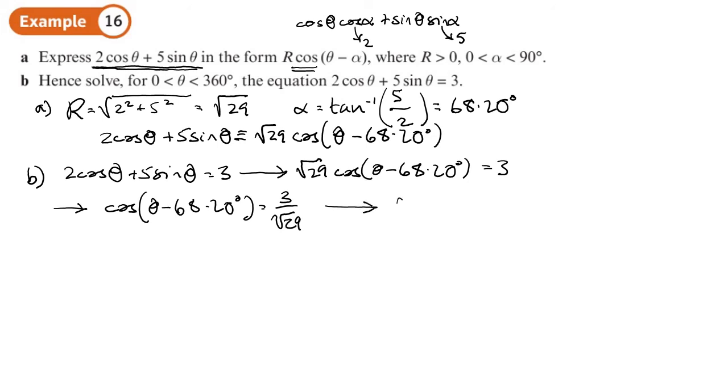Right, so let's work out our principal value of, not theta, but theta minus 68.20, by doing the cos inverse of 3 over root 29. So cos inverse 3 over root 29, and we get 56.15.